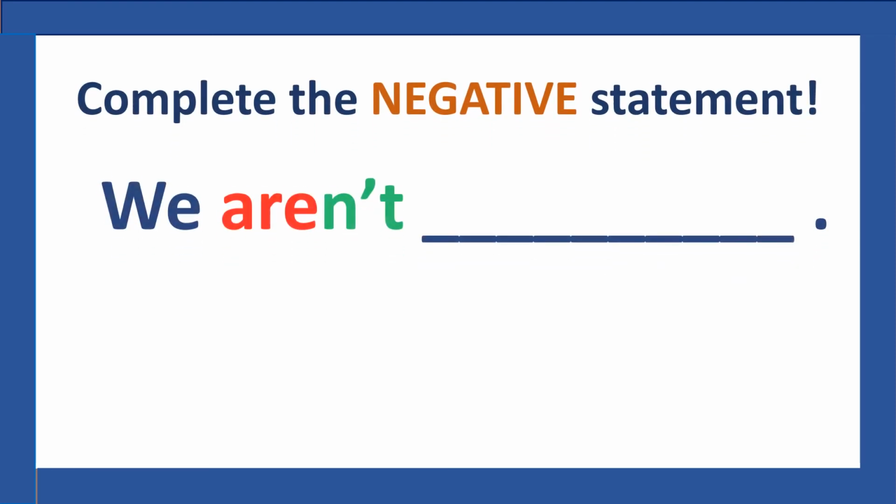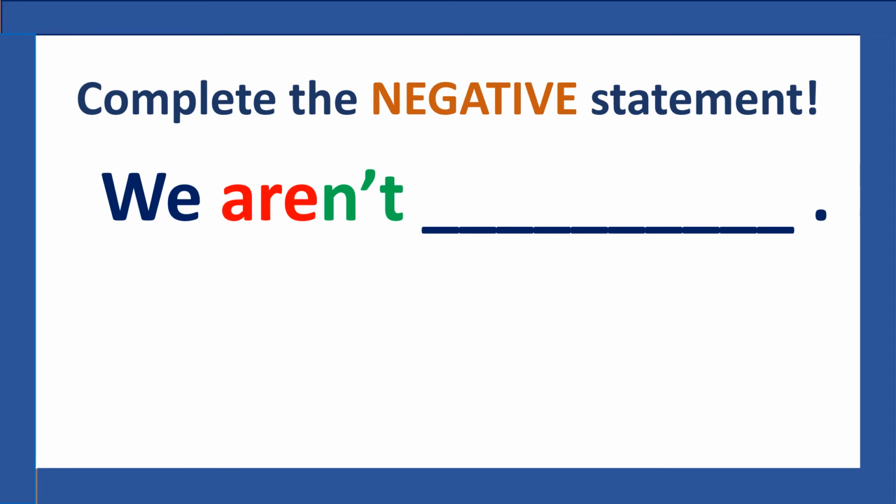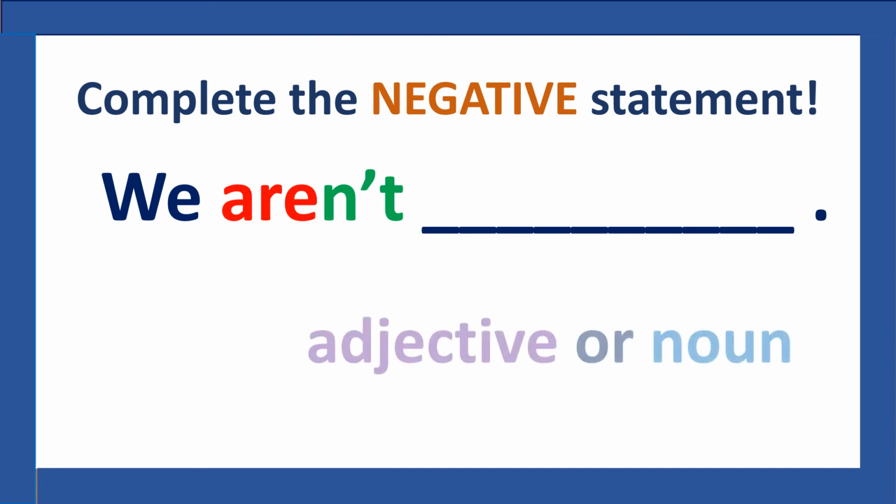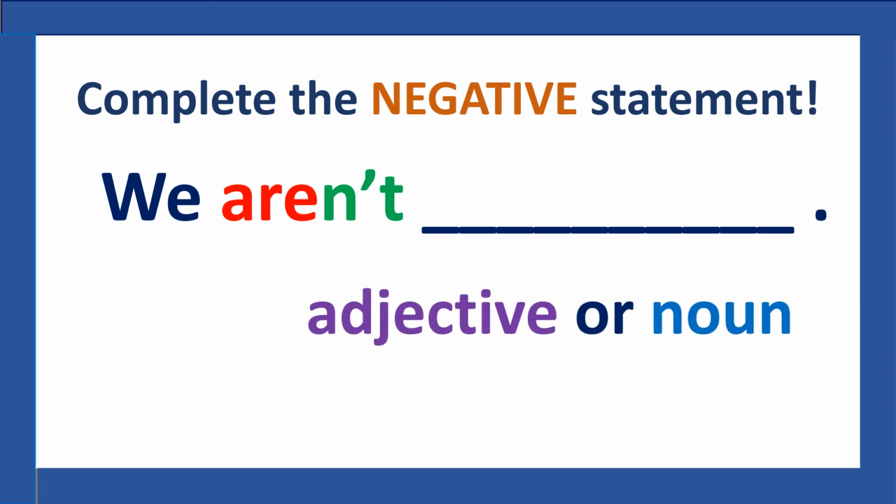Complete the negative statement. We aren't. Aren't. Verb to be or helping verb? Verb to be. So we need an adjective or a noun. We aren't hungry. We aren't tired. We aren't homesick. Hungry, tired, homesick, they are adjectives. We aren't at school today. We aren't in Toronto now. We aren't doctors. At school, Toronto, doctors. Those are nouns.